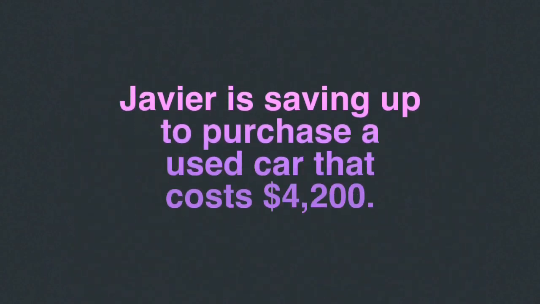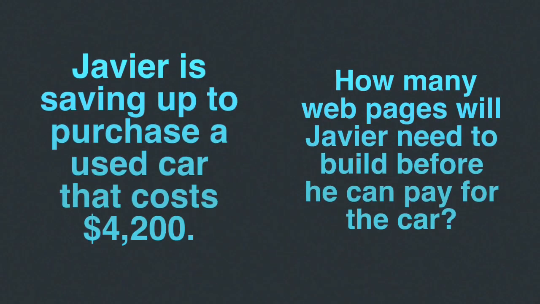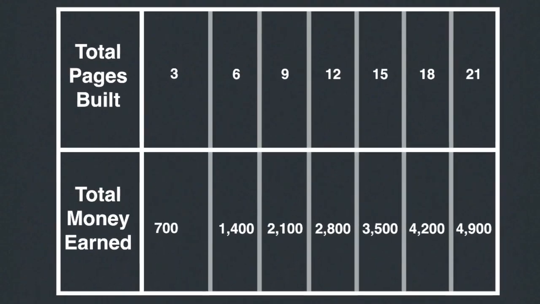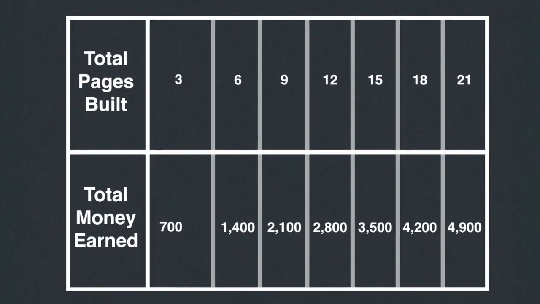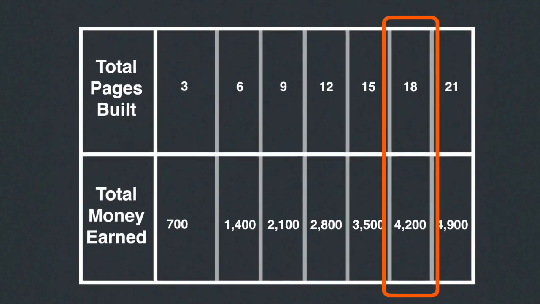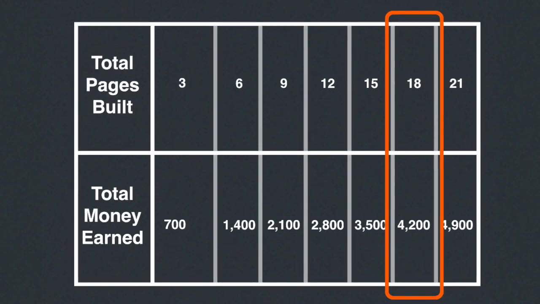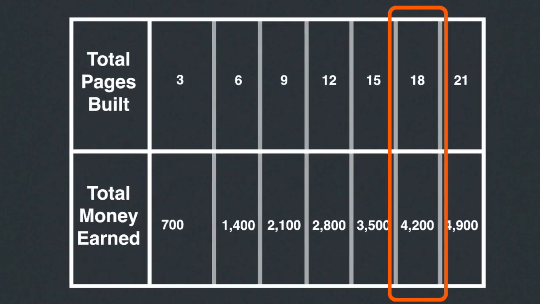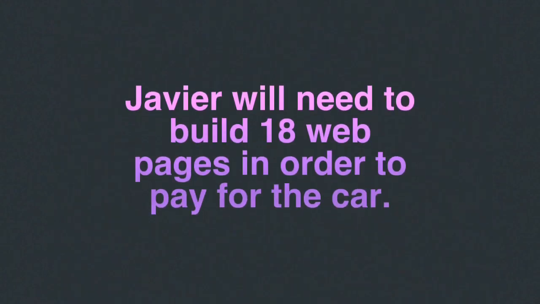Okay, Javier has his eyes on a car that he wants to buy. It costs $4,200. How many web pages of content will he have to design in order to earn enough to buy that car? Let's see, his car costs $4,200, so he would need to make $4,200 at least, and look, there it is on our table. So how many pages of web content does he need to make? Yes, Javier needs to build 18 web pages in order to pay for that $4,200 car.